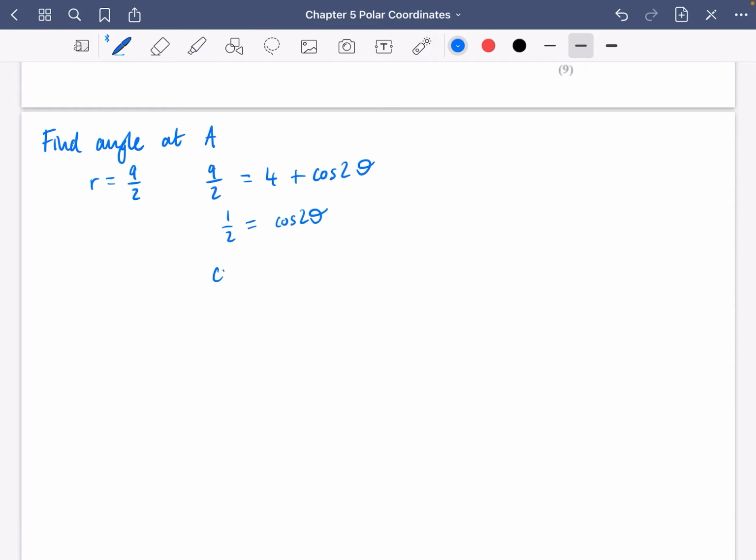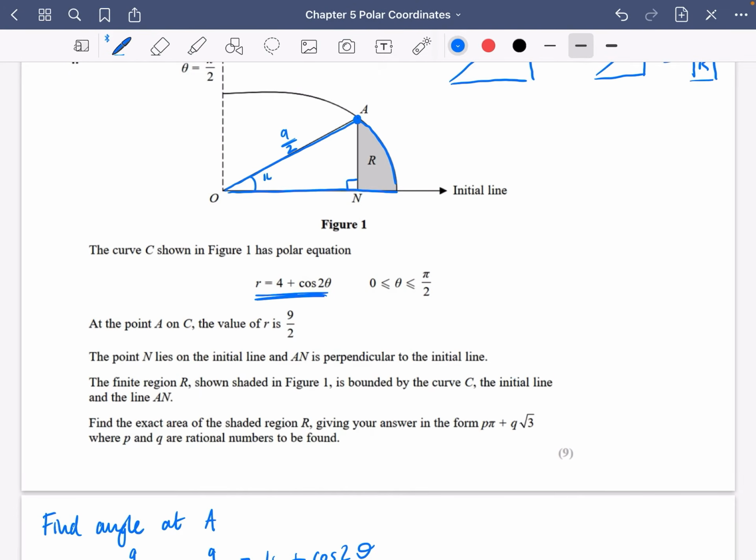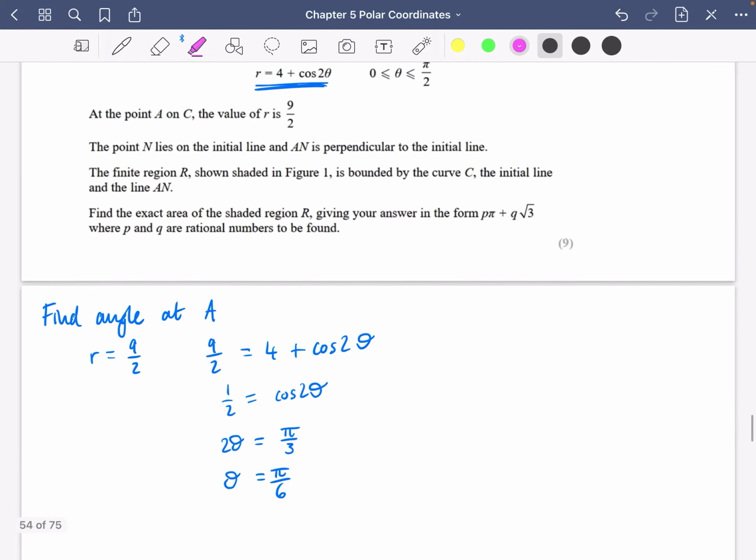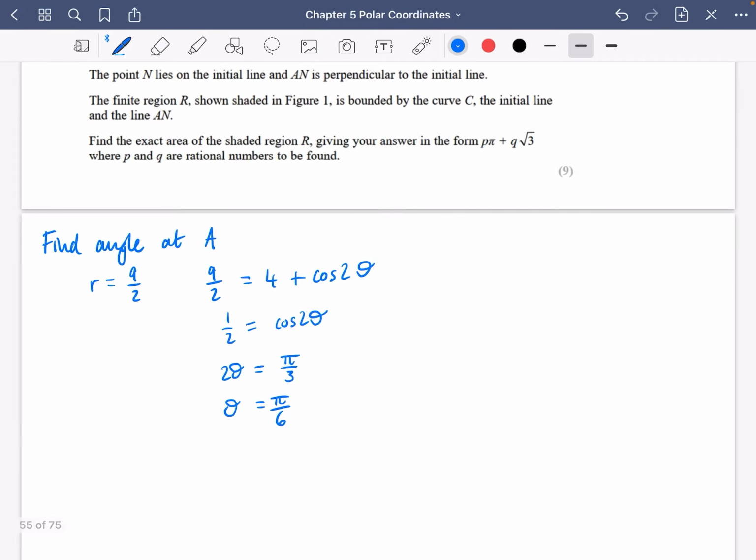And we know then when you do the inverse cos of a half, we get that 2 theta is going to be pi over 3. And so theta is going to be equal to pi over 6. So I can come back to here and I can say this angle is pi over 6. So A has coordinates 9 over 2, pi over 6. So to try and find out the area of this whole, I'm calling it a sector, it's not really a sector, but this kind of shape that we've got here, we're going to be doing this by integrating between 0 and pi over 6.